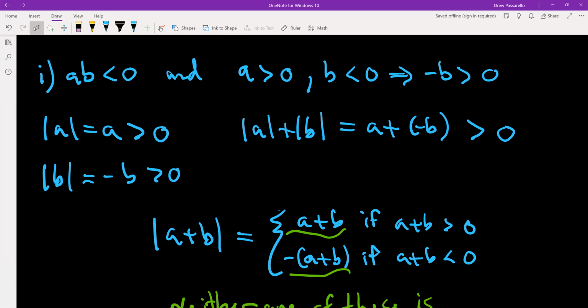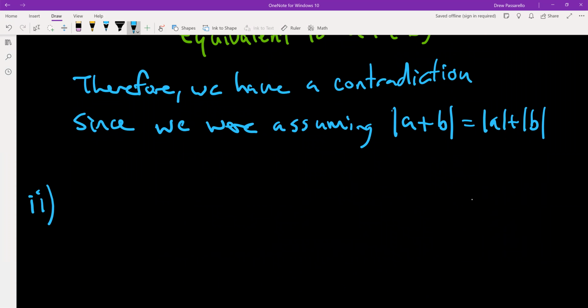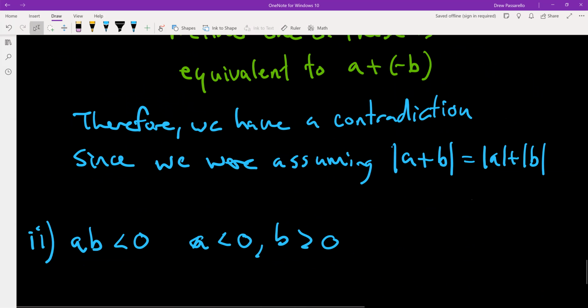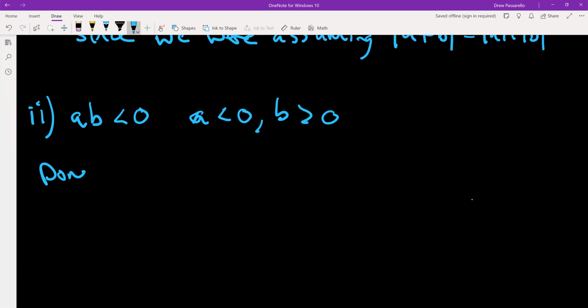The other case is done pretty much the same. So again, we're assuming the product is negative. This time we're going to assume a is negative, b is positive. It's pretty much done the same as this one. You're just switching the roles of a and b in the previous case.